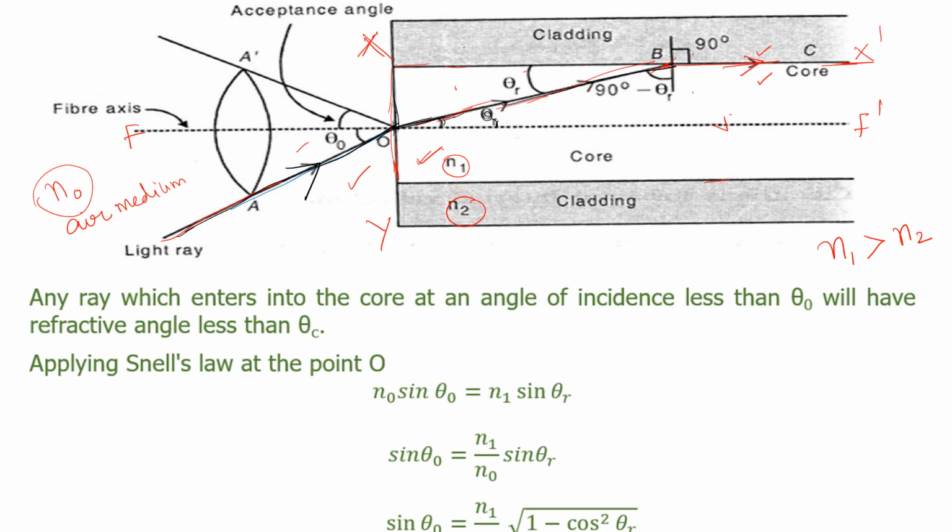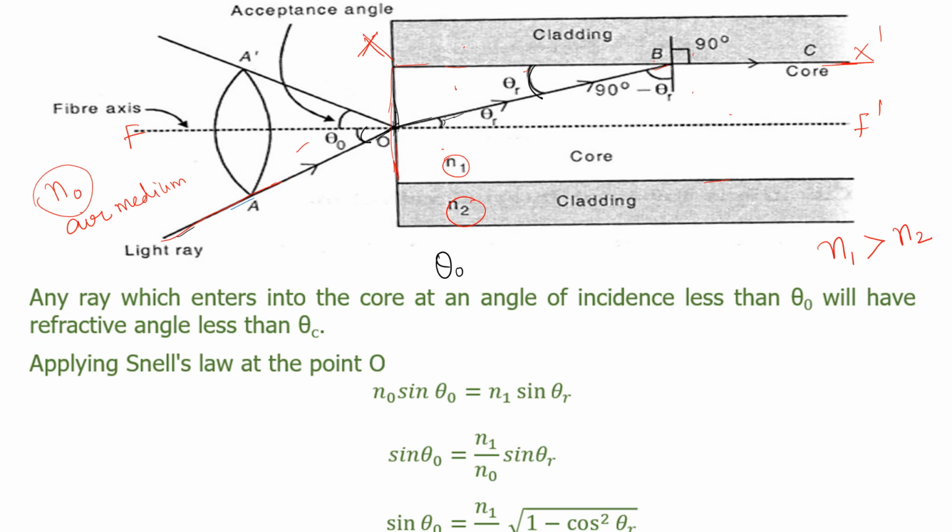Now let theta naught be the angle of incidence made by the light ray at the XY interface. Then theta r is the angle of refraction made by the light ray in the core medium. Now look at the diagram.